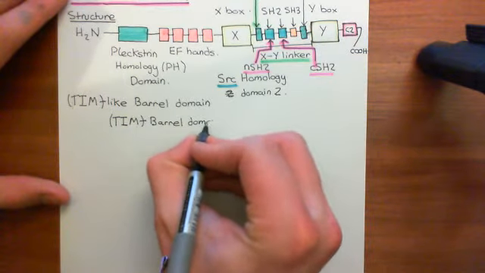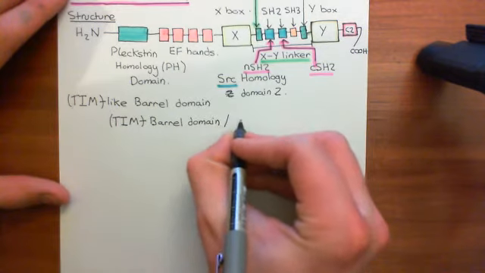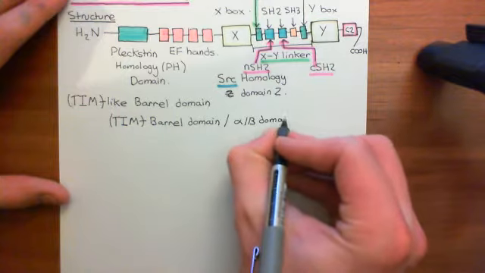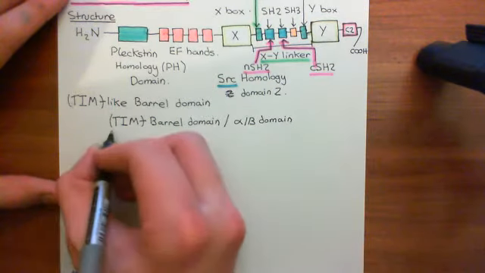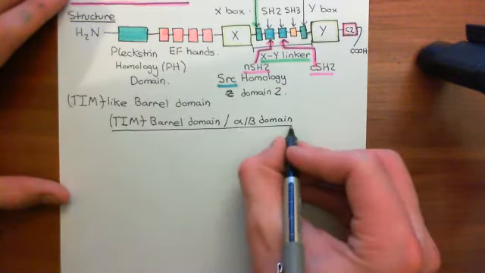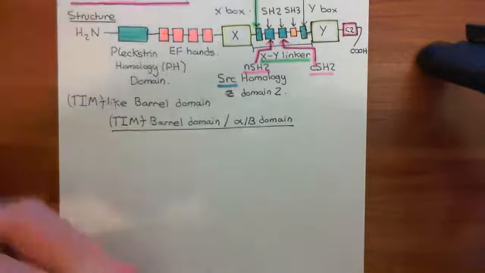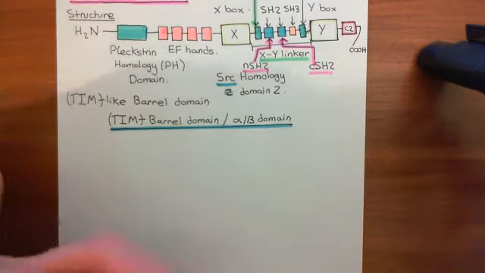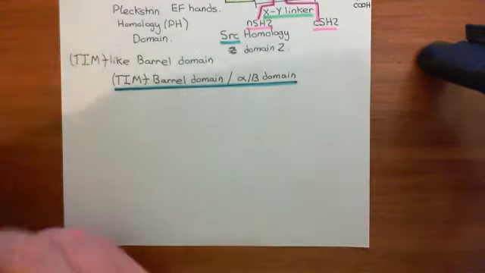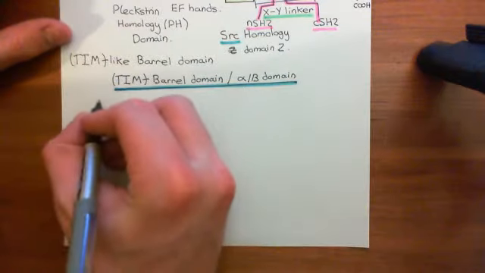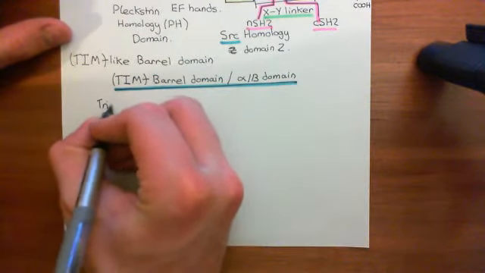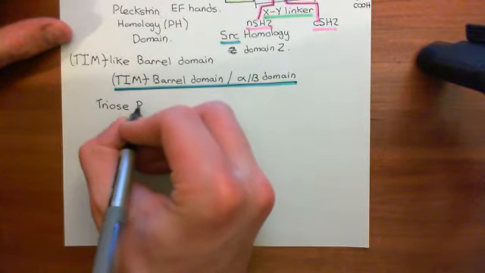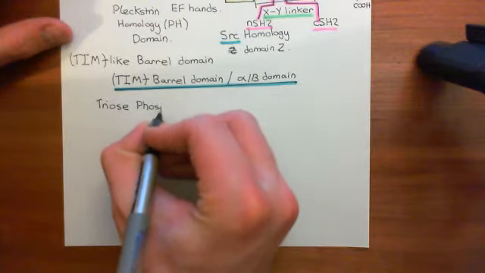Now, TIM barrel domains also have another name. They're also called alpha-beta domains, because they contain alternating alpha and beta strands. I'll explain this in a moment. So let's see what a TIM barrel domain is. Let's start with why it's called a TIM barrel domain. The reason is that it's found in an enzyme known as triose phosphate isomerase.